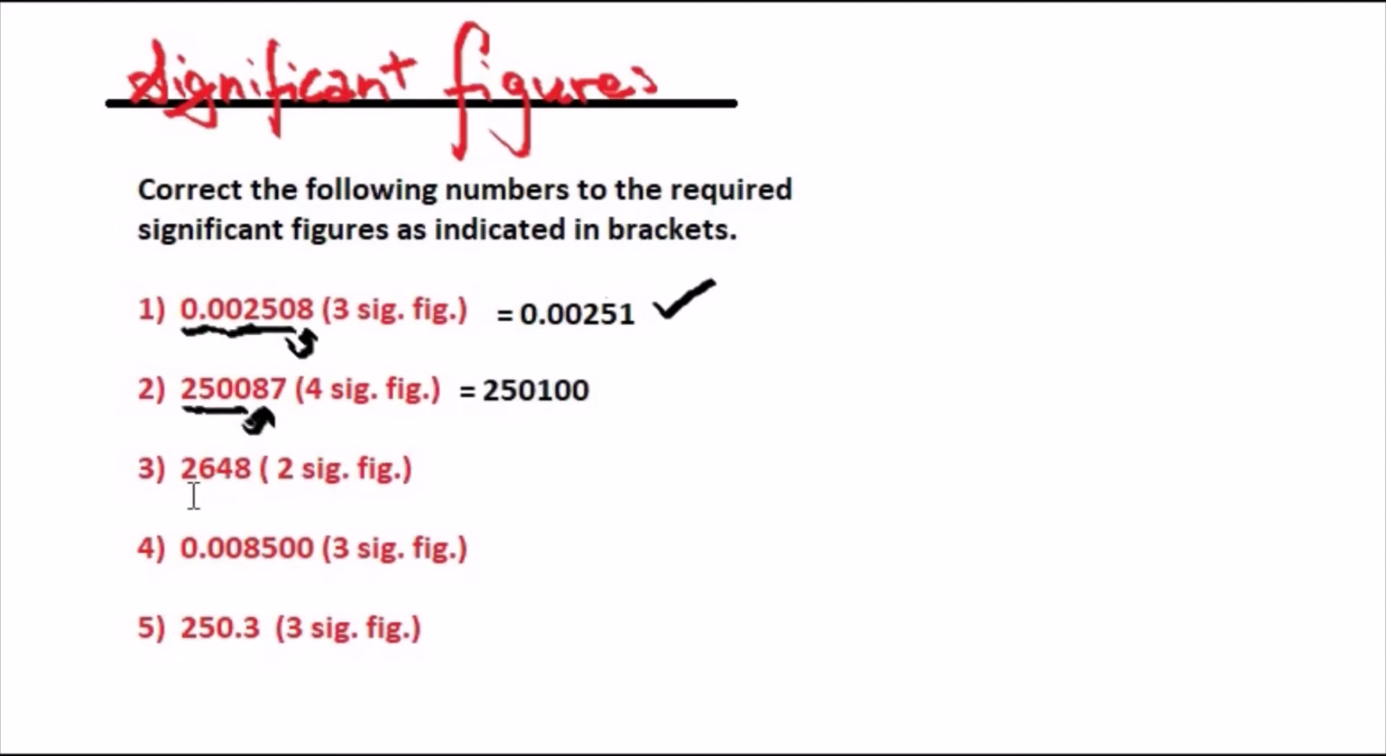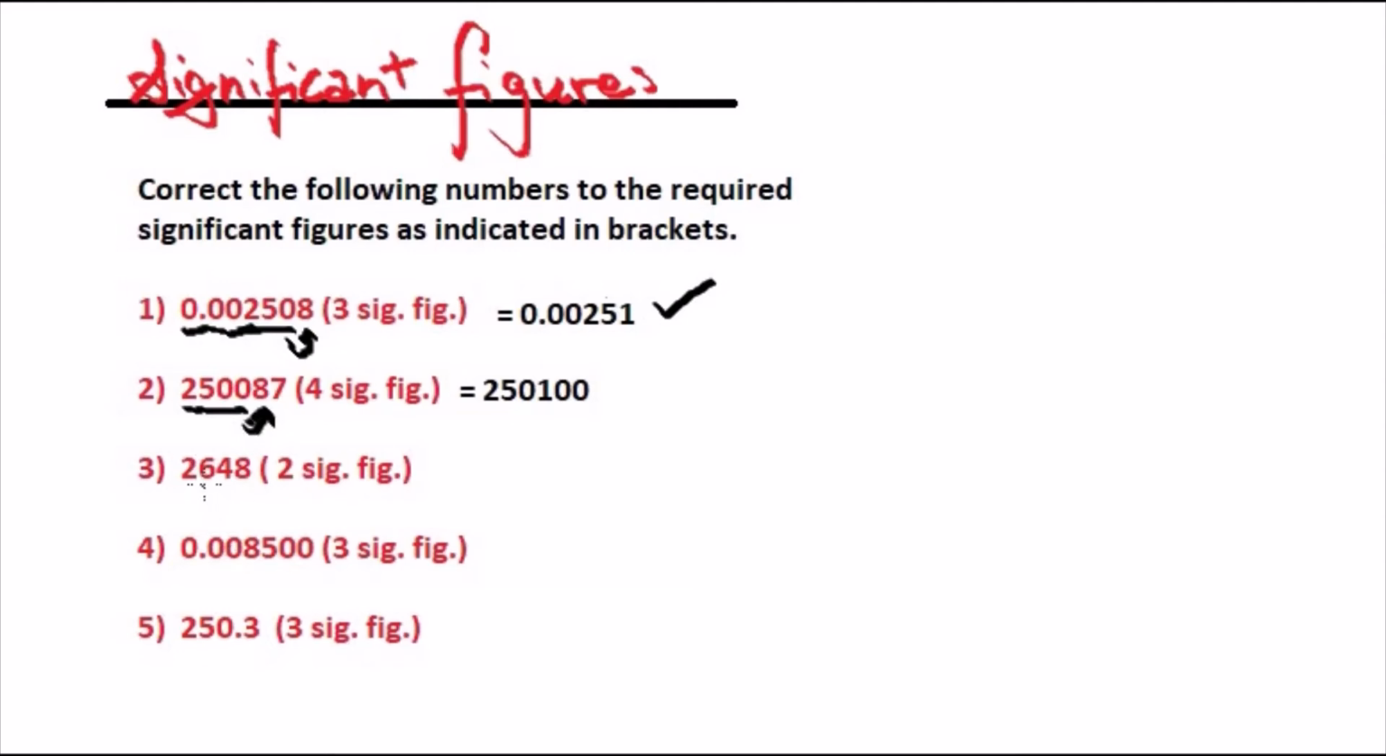Alright, so next we're looking at number 3. We want 2 significant figures. Now we'll start with the first non-zero digit, which is 2. And the very next digit is a non-zero digit as well, so it is a significant figure. So we have 1, 2. And we're only looking at these 2.